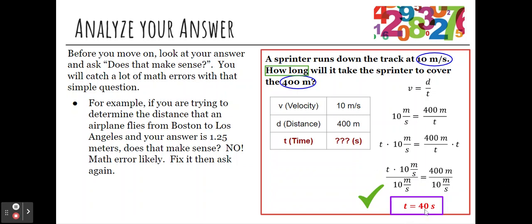The other thing I like to do, I like to take my answer and go back up to where I've plugged the numbers in with my unknown, and I'll put my answer in for the unknown. And then I check to see that the two sides of my equation are equal. So in other words, 10 meters per second equals 400 meters divided by 40 seconds. Those two sides are equal to each other. So I know the problem is correct.